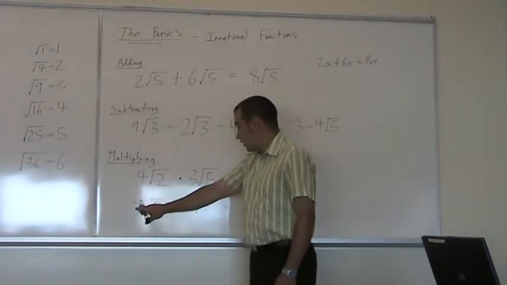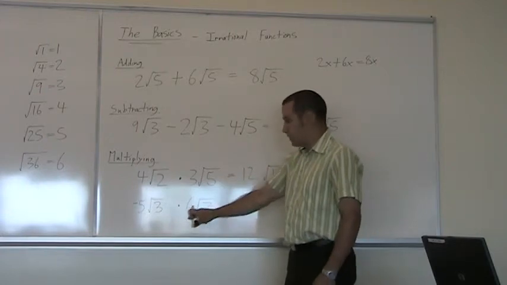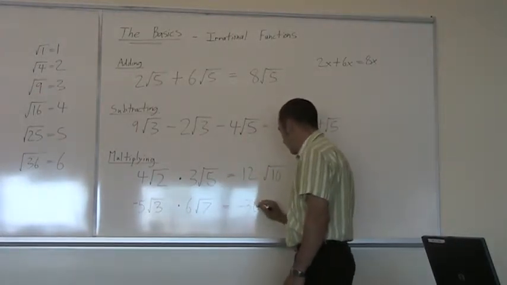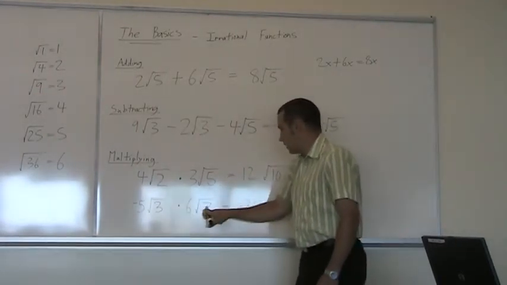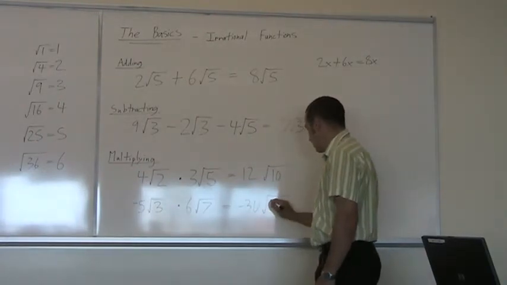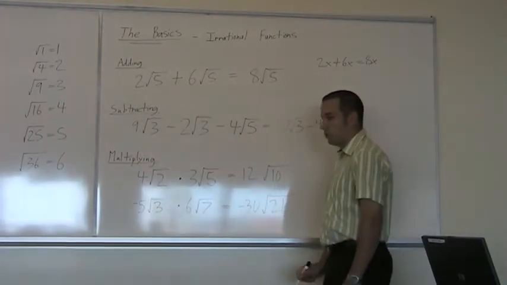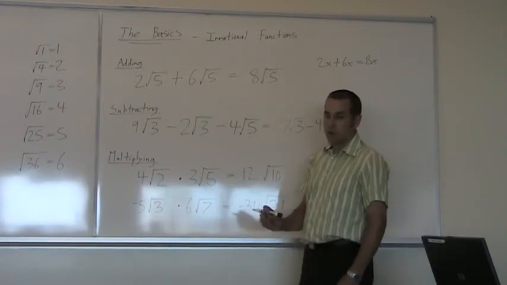Similarly, down here, negative 5 times a positive 6 gives you negative 30. And a square root of 3 times a square root of 7 gives you square root 21. That's all there is to adding, subtracting, and multiplying.